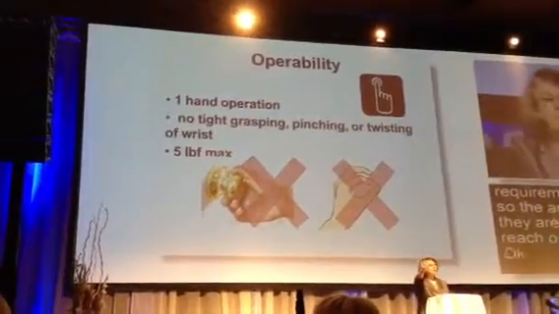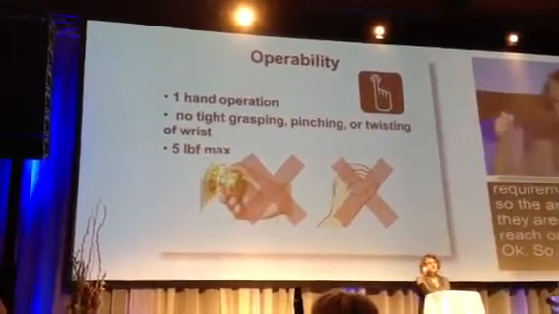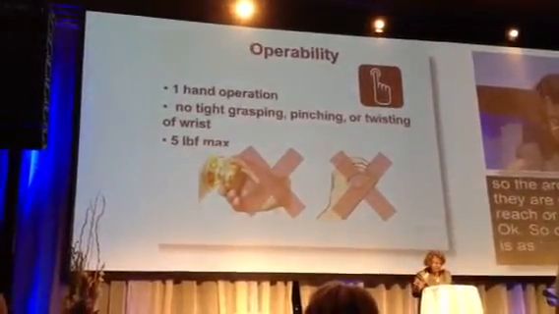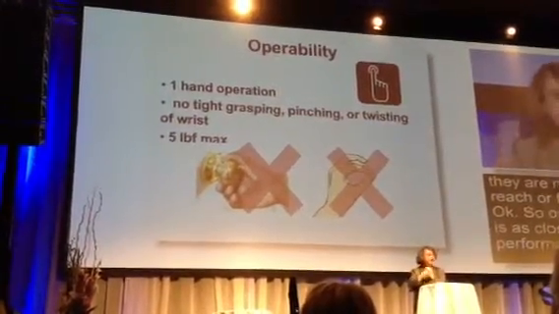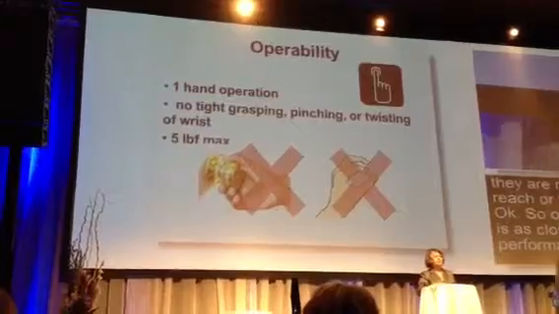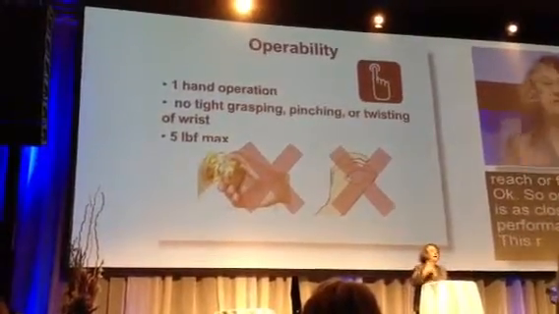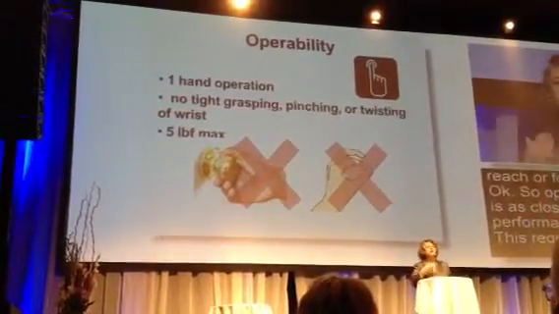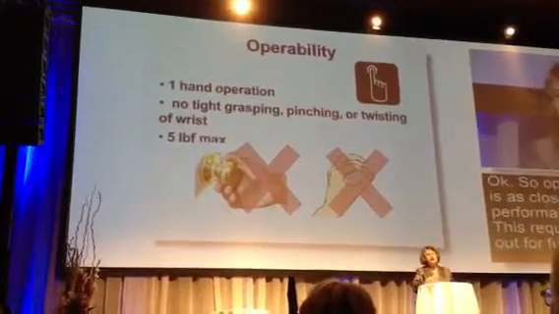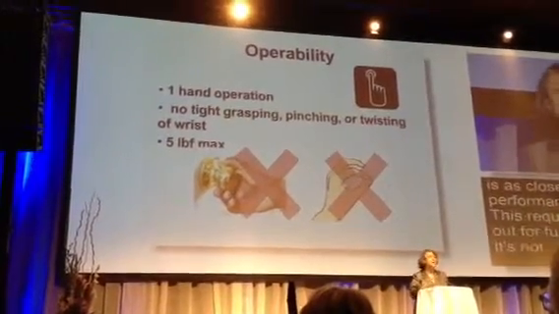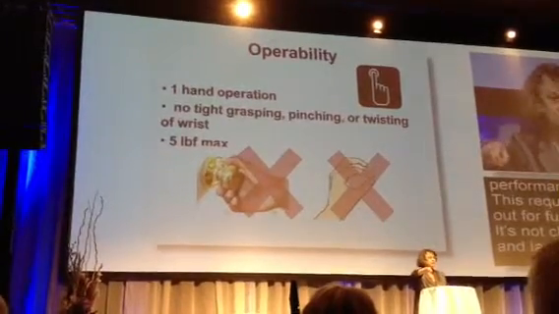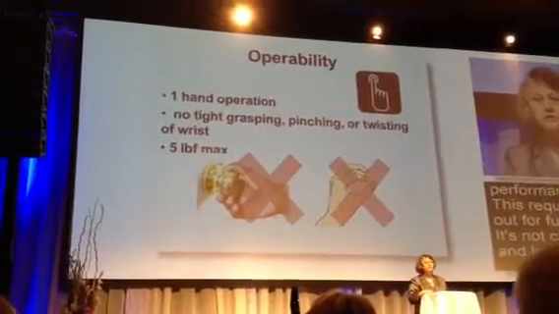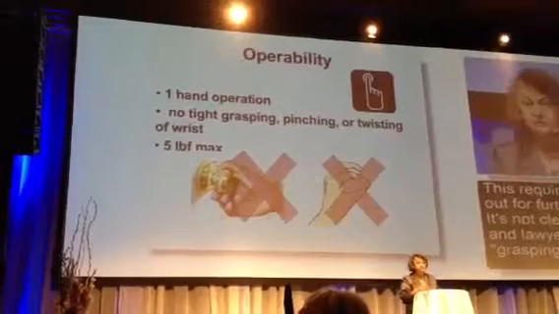Okay, so operable parts. Now this is as close as we come to a performance standard. We say no tight grasping, twisting, turning of the wrist. Actually, this requirement is crying out for a further clarification. It is not clear to architects and lawyers what no tight grasping, twisting, turning of the wrist means. And so we are looking to develop an even more prescriptive standard for this.